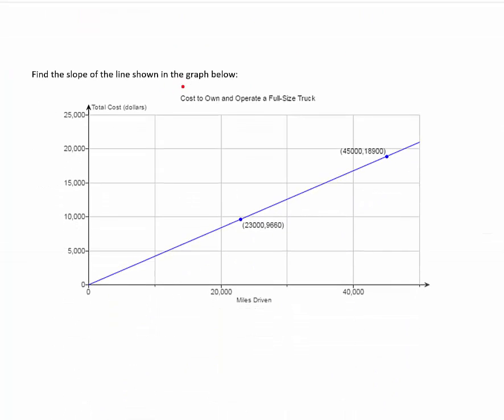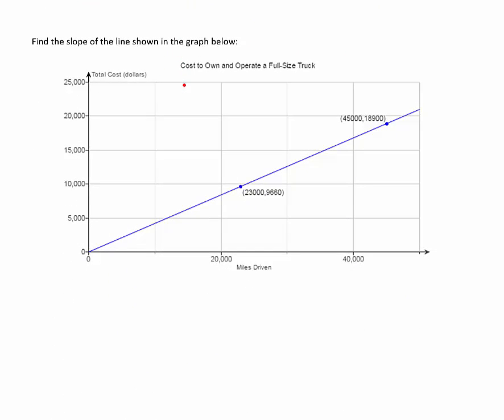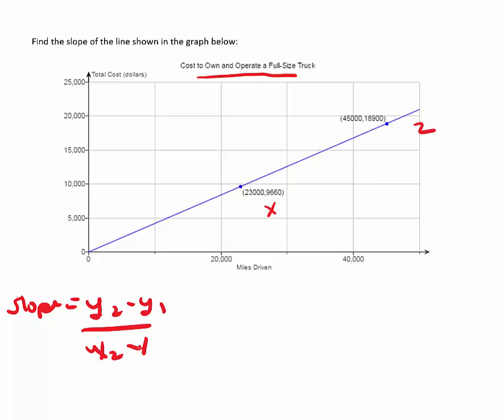All right, one last problem, an application problem. Find the slope of the line, and they also want you to interpret it in the context of the problem. Here we're talking about the cost to own and operate a truck. Let's call this point 2 and this point 1. Remember my slope, y2 minus y1 over x2 minus x1. This is a little bit harder to read directly off the table, so I'm going to use the formula.